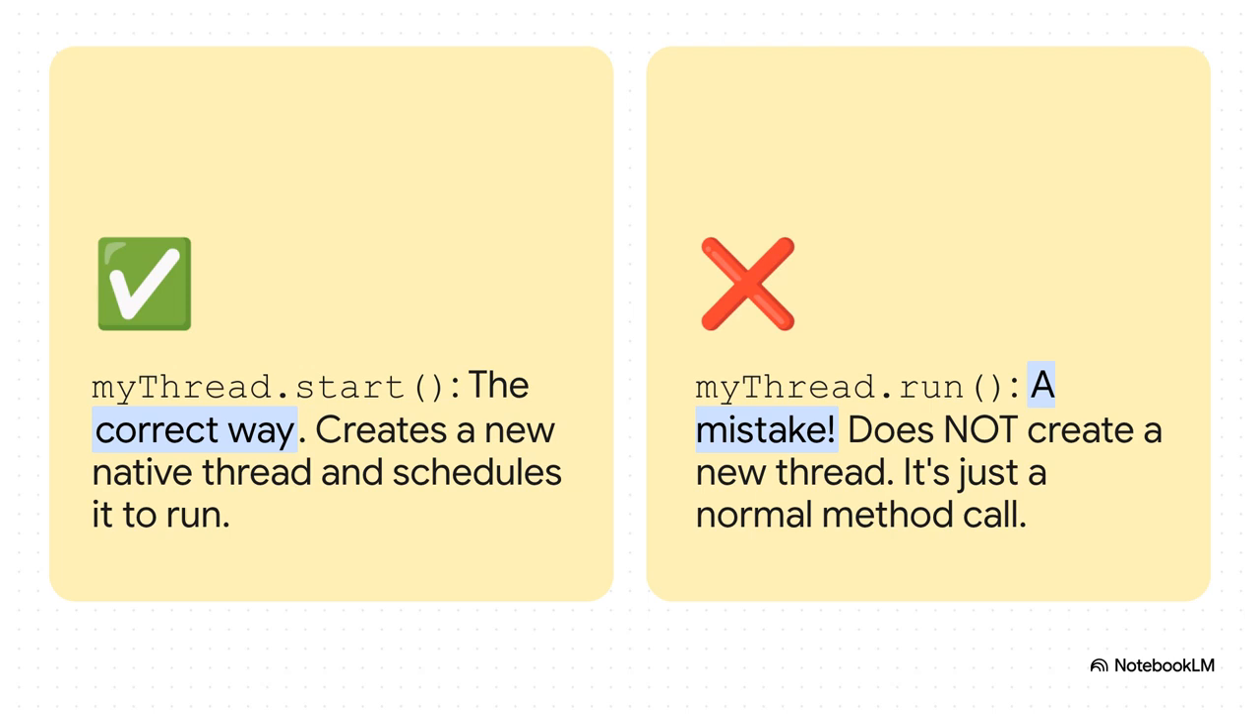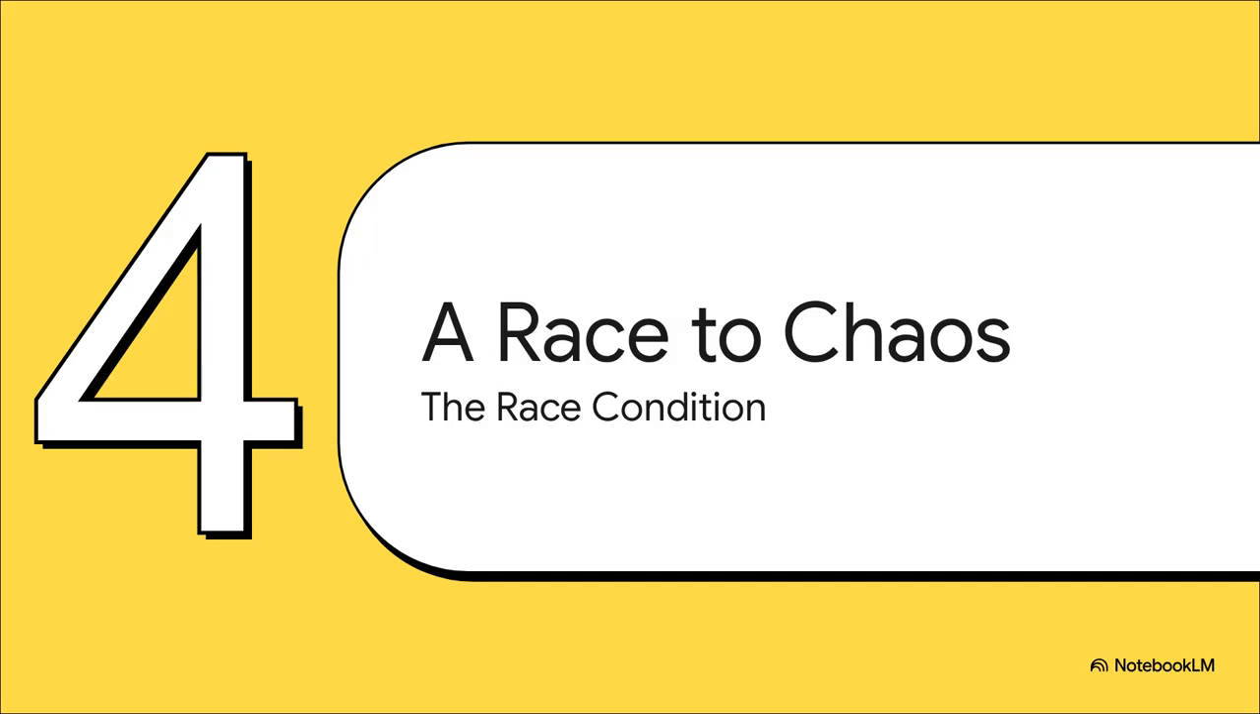If you accidentally call .run yourself, you get zero multithreading. Zilch, nada. You're just running the code on your main thread, which totally defeats the whole purpose and brings you right back to that frozen app problem. Okay, so we've hired our workers.